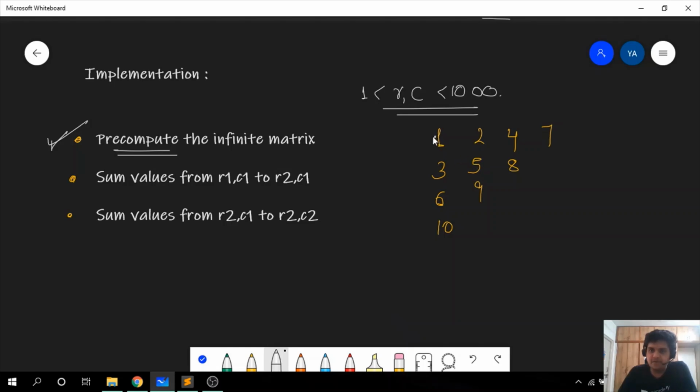Now the second thing we discussed, through the example, is that if we want to go from 1 to 9, the best path is to go down first and then go right. So this is R1 comma C1. First we will go from R1 comma C1 to R2 comma C1, that is exactly down, and then we will go to R2 comma C2. So first we will sum values from R1 comma C1 to R2 comma C1, and then we will sum values from R2 comma C1 to R2 comma C2. So this was the implementation part.